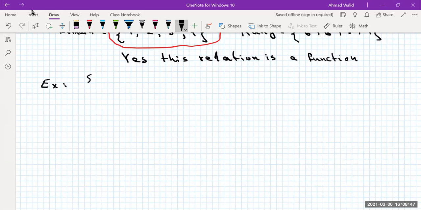Again, a set of a relation given to you: (6, 1), (6, 2), (8, 3), and (4, 9), (4).